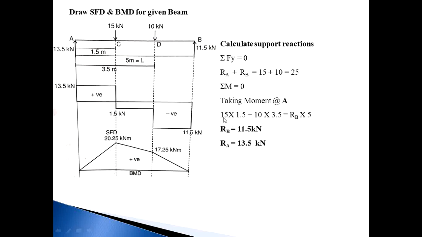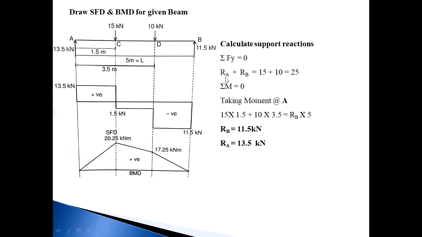So 15, this force, into the perpendicular distance from point A, which is 1.5 meter. 15 into 1.5 plus next is the 10 kilonewton force, and the perpendicular distance from point A is 3.5. So 10 into 3.5, plotted on the same side, is equal to RB, whose moment direction is anti-clockwise, and the total distance is 5 meters. So RB into 5. Simplifying this equation, we get RB is equal to 11.5 kilonewton.